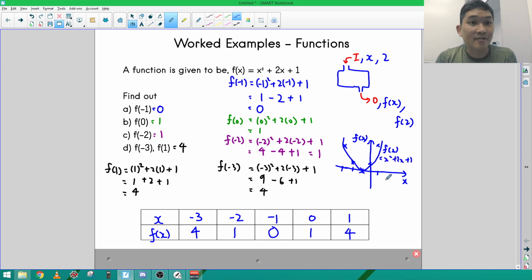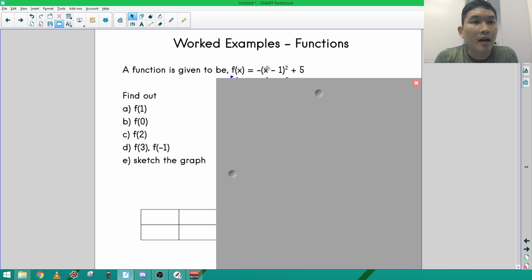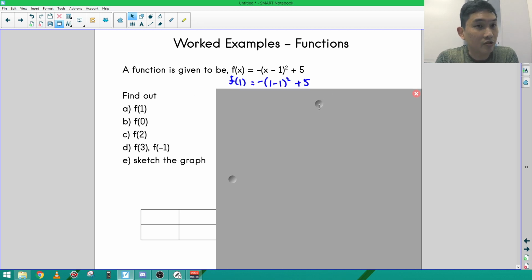All right. Let's look at another example, just to be sure how functions work. Over here we have a new function. This function is defined to be negative bracket x minus 1, everything squared, plus 5. Some of you might recognize this form. This form is known as completing the square form. For part A, we want to find out what's f of 1. F of 1 is very simple. We just want to substitute x equals 1. Every time we see an x, we change it to 1. And this is what you're going to get.